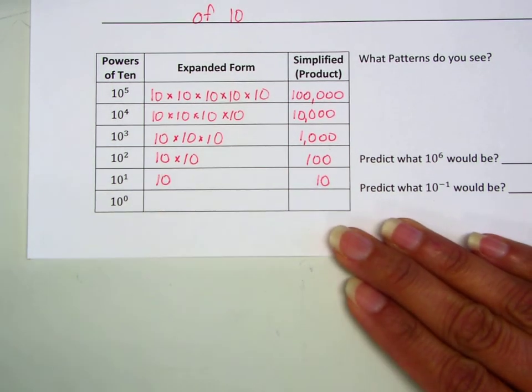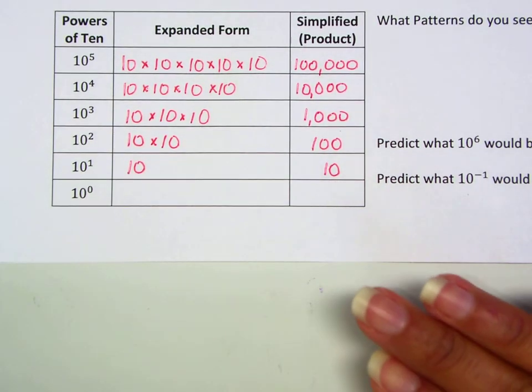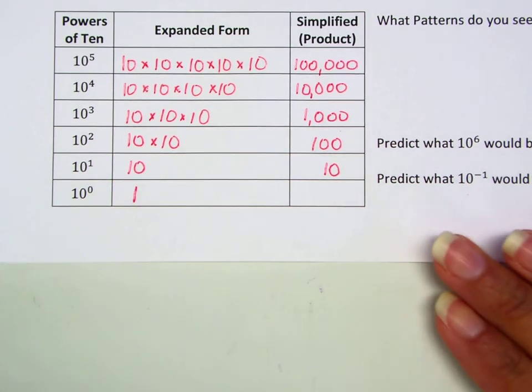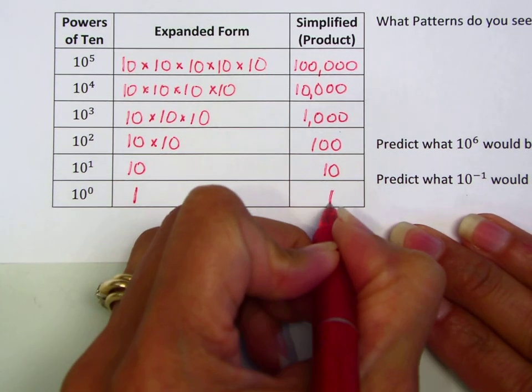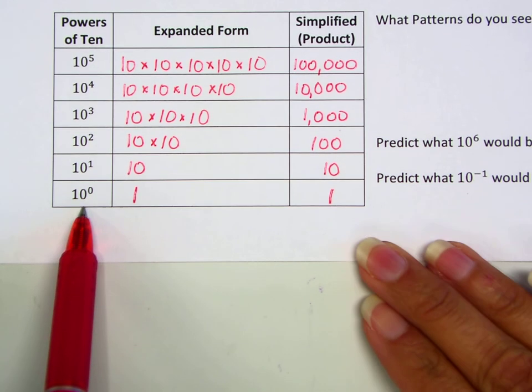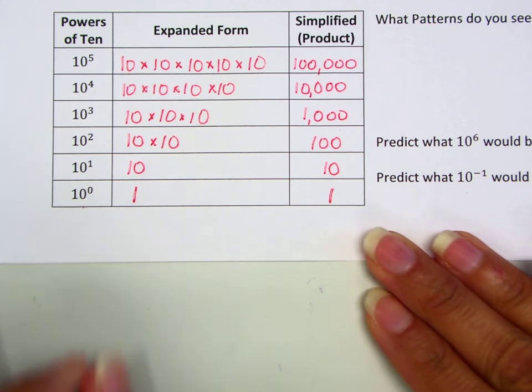And 10 to the 0 power is actually 1. There are always a lot of questions on why, and I'll talk about that later towards the end of the lesson. But most people memorize 10 to the 0 power is 1. Actually, anything with a 0 power is 1. So we'll talk about it in a little bit.